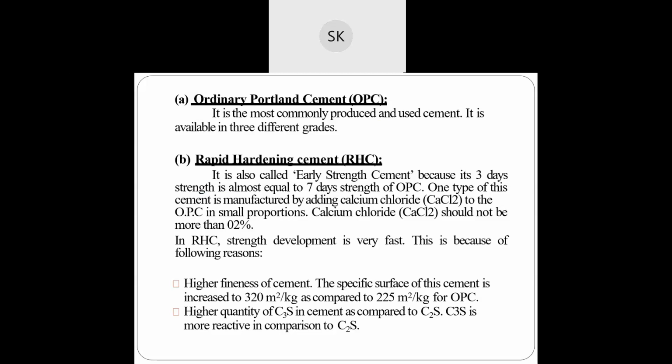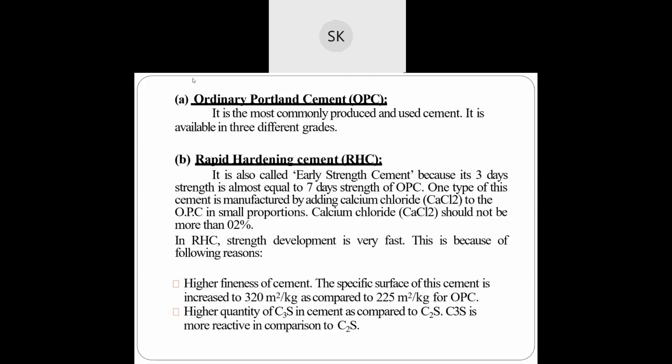In RHC, the strength development is very fast. This is because of the following reasons. See, the name itself says rapid hardening. This type of cement hardens very quickly and gives strength in 3 days itself. The strength you get in 7 days with OPC, you will get with RHC in 3 days.